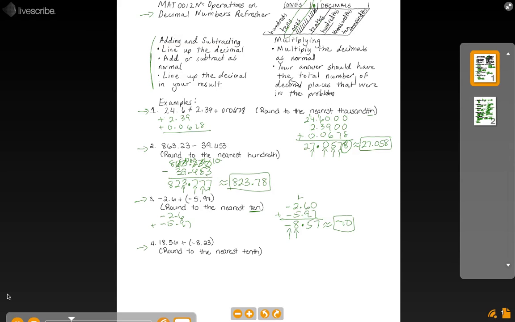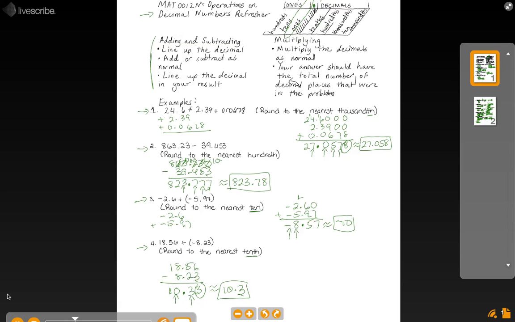Let's try number 4. We have a subtraction of an 18.56 and an 8.23. So to subtract, you line up your decimals. Let's go ahead and subtract. 6 minus 3 is 3. 5 minus 2 is 3. Drop your decimal point. 8 minus 8 is 0, and 1 minus nothing is 1. So I get 10.33, but they want us to round this one to the nearest tenth. So here's your ones, here's your tenths. That 3 is going to tell me whether to round up or leave it the same, and it turns out that it rounds down to 10.3 because that 3 is less than 5.